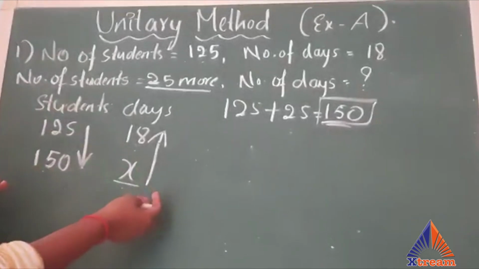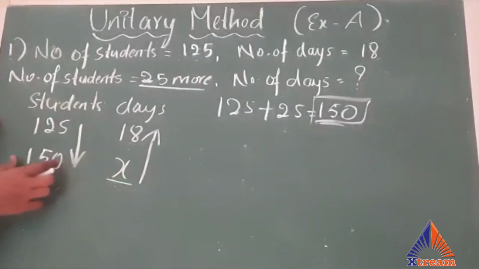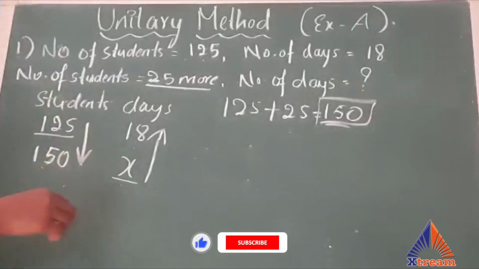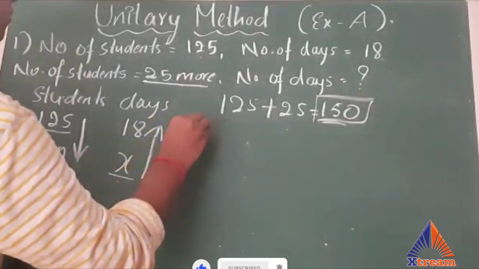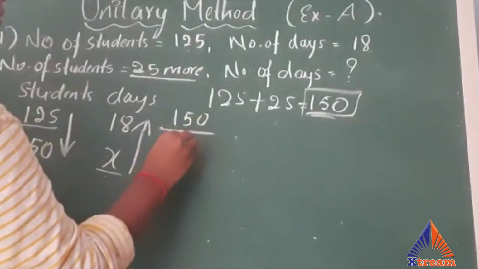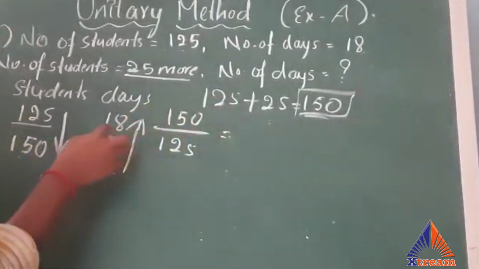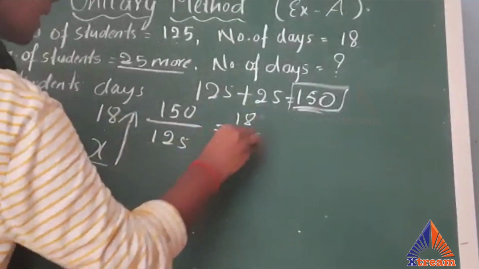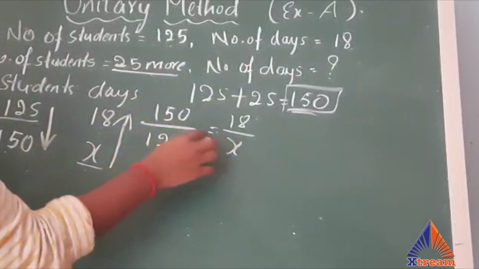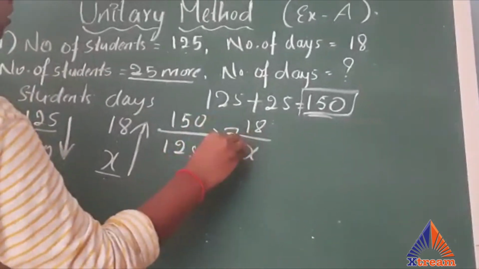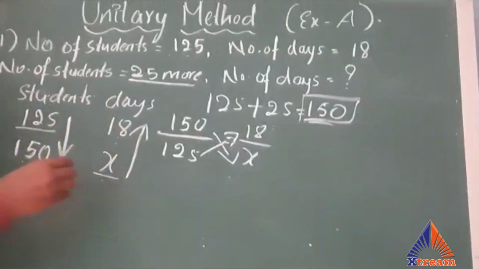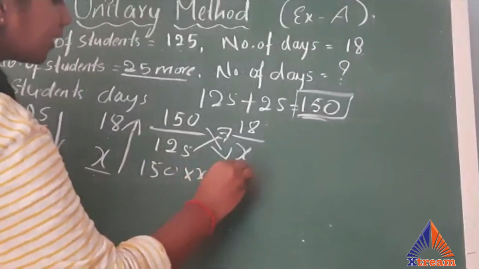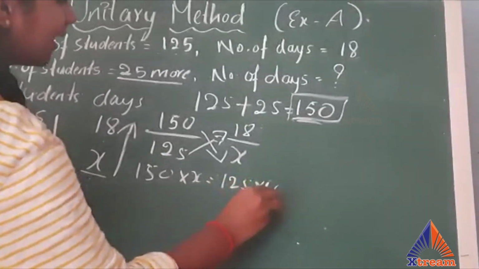Now write it in fractional form. Where the arrow is pointed, that number should be written in the numerator and the remaining number in the denominator. So 150 divided by 125 is equal to 18 by x, since the arrow is pointed to 18. After forming the fractions, you should do the cross multiplication. So 150 into x is equal to 125 into 18.